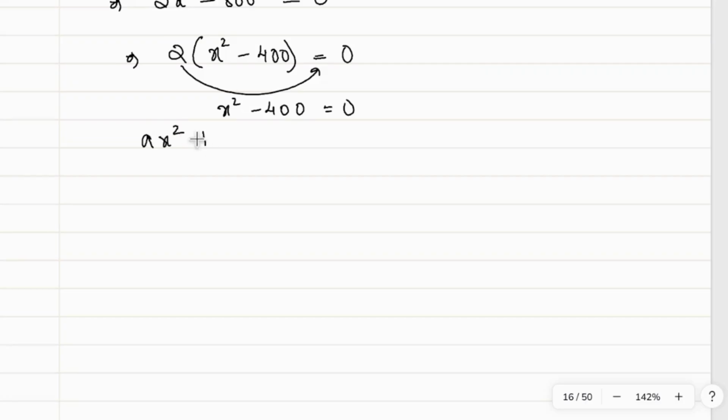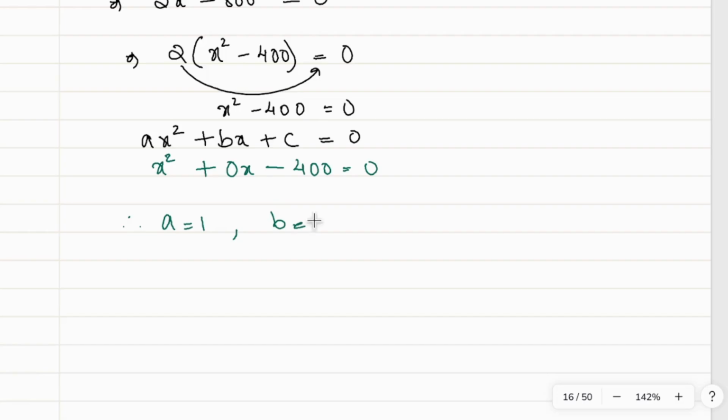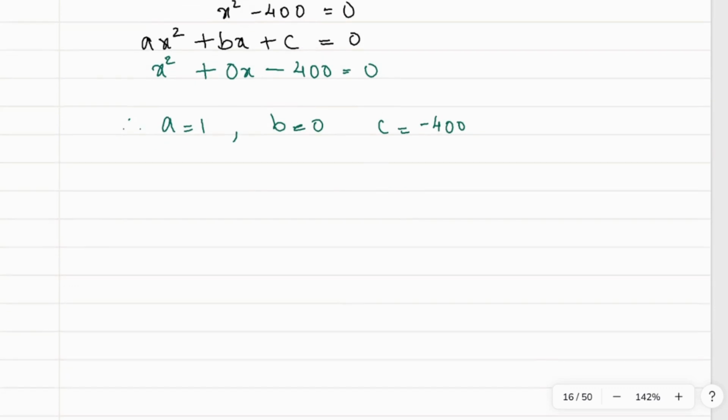The general form is ax square plus bx plus c equal to 0. Here if you are observing, x square is there, that means the first term is there, but the second term is missing. So I will write it as 0x minus 400 equal to 0. Therefore, from this equation, I can write a equal to 1, b equal to 0, c equal to minus 400, right?